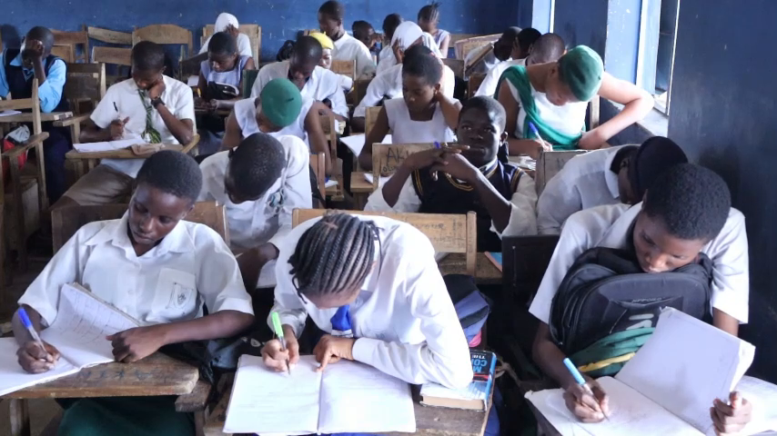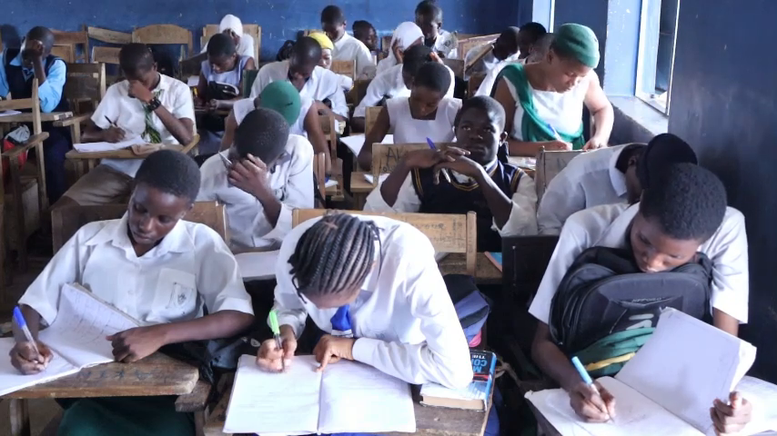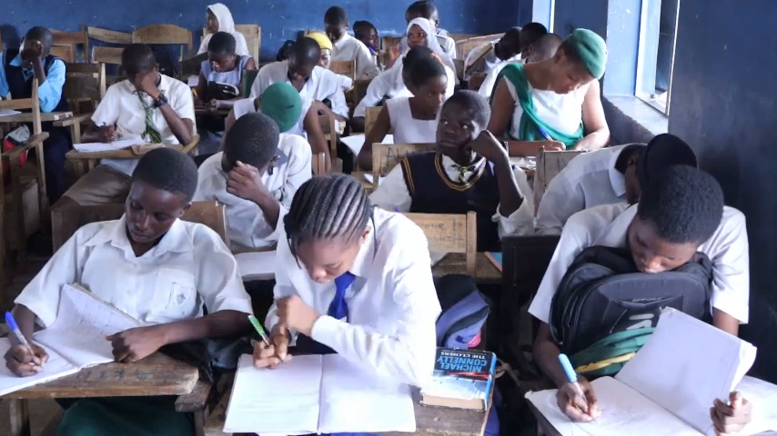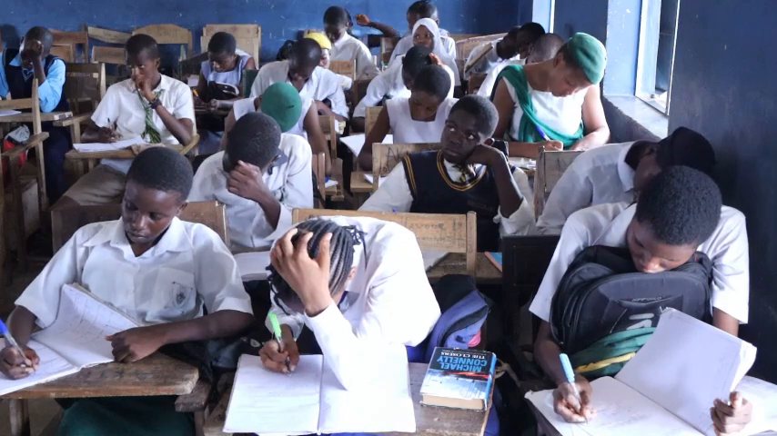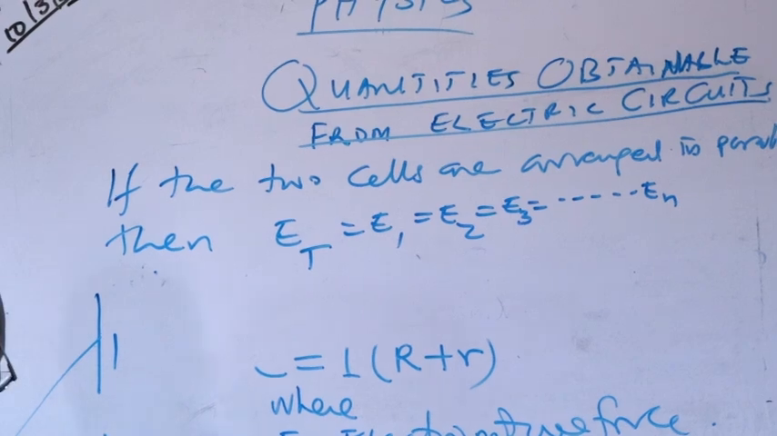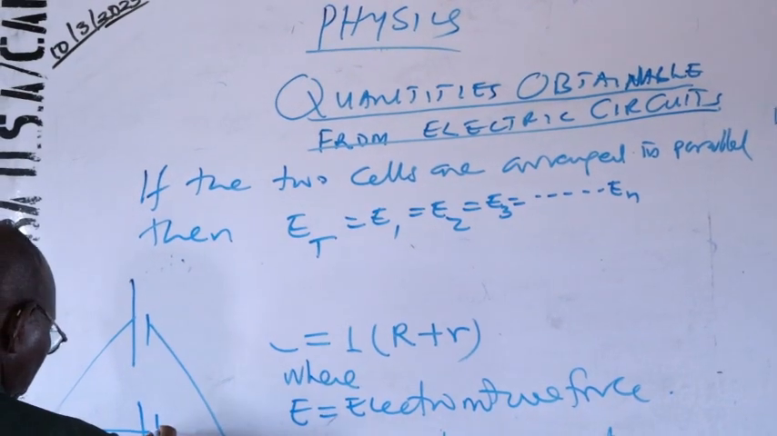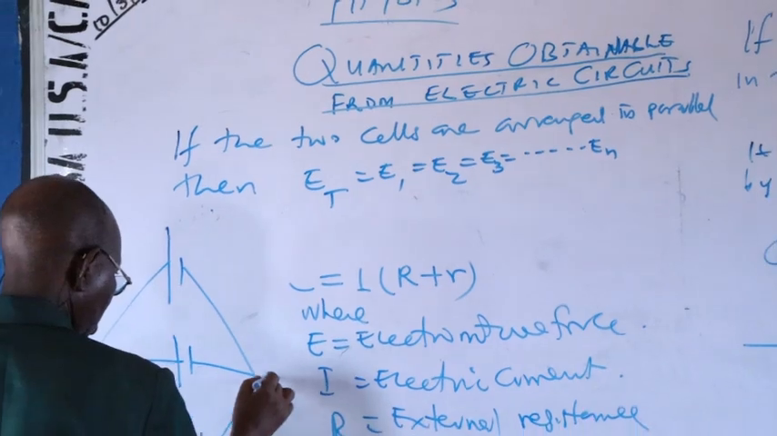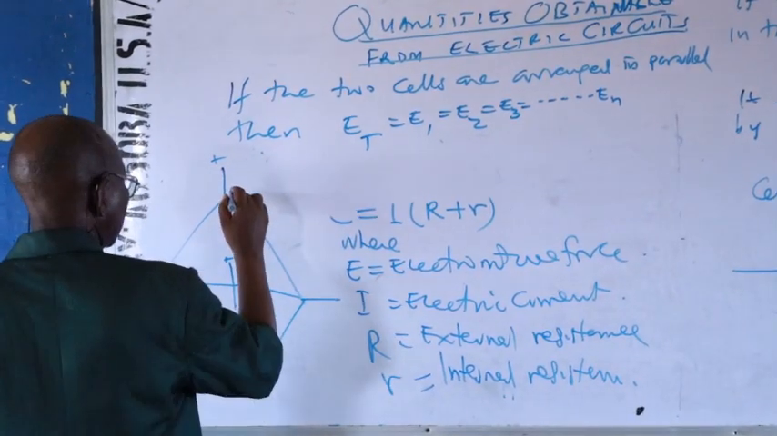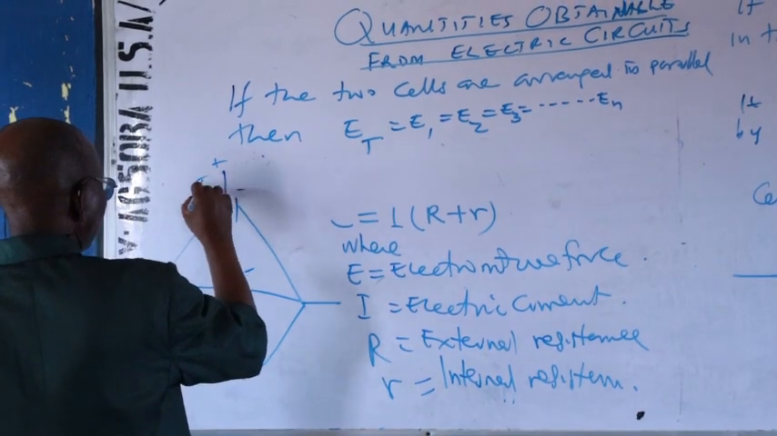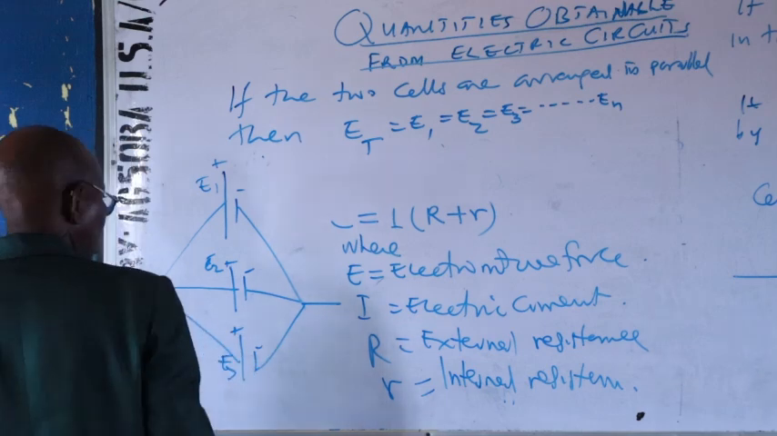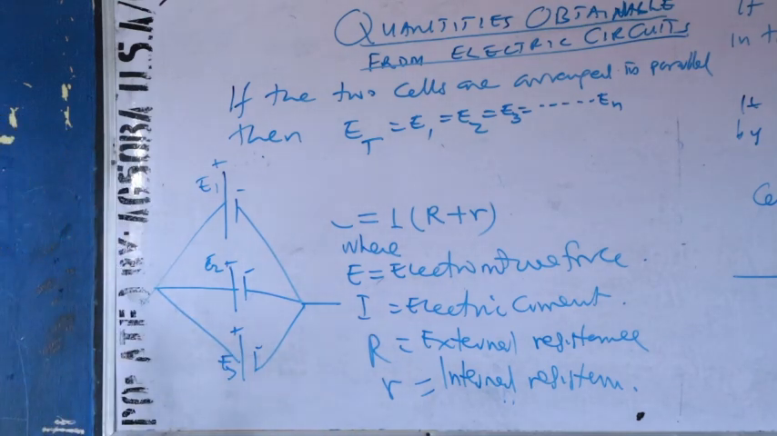Even if you have millions of them arranged in parallel, parallel arrangement of cell is this. You have a cell here, you have cell here, you have cell here. So you have this, and this, and this. Connect like this. This is positive, positive, positive, negative, negative, negative. The three of them, this is E1, E2, and E3. This is parallel arrangement of the cell.